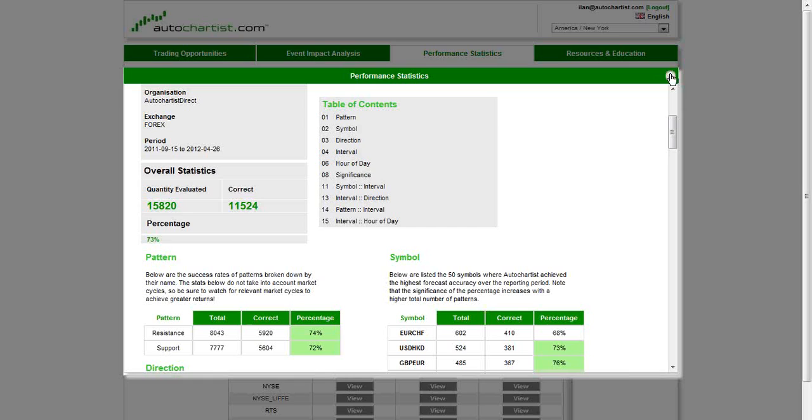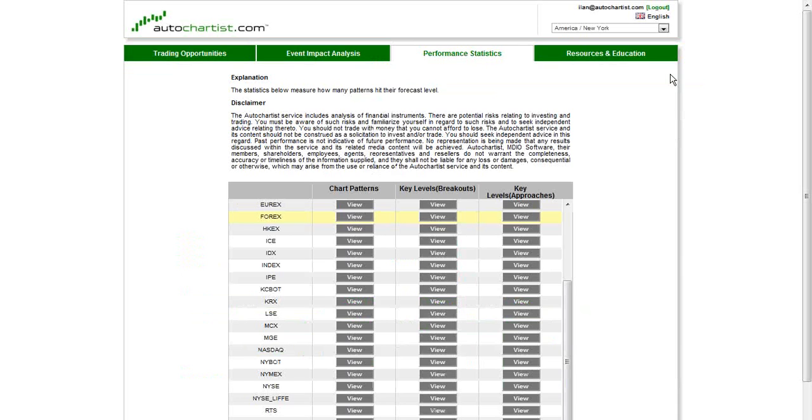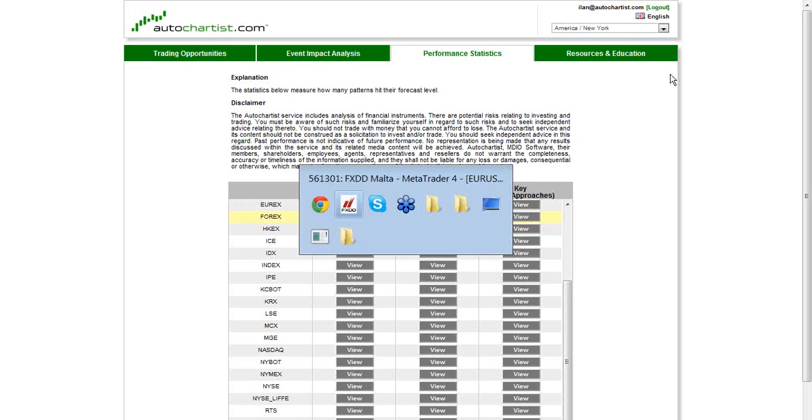Okay, let me close that up. And I'm going to do 2 minutes on MetaTrader. So let me quickly switch to MetaTrader and show you what Autochartist looks like inside the MetaTrader platform. Let me give that a minute to load up. It looks like my entire screen has to reload.